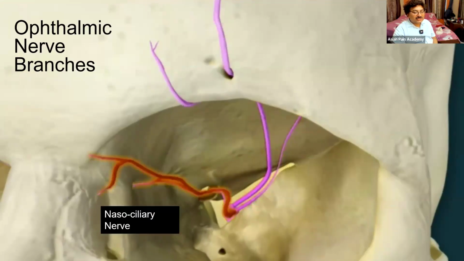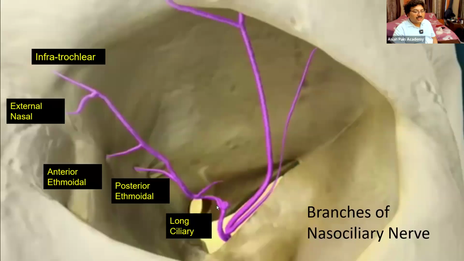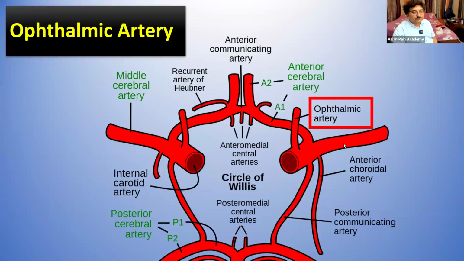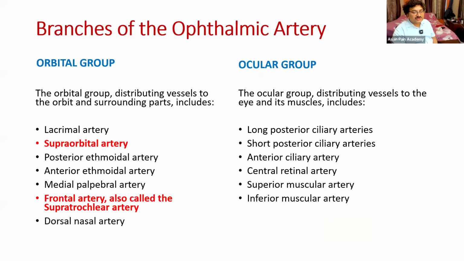And the third division is the nasociliary nerve, which is again divided into, here you can see, the long ciliary nerve, posterior ethmoidal, anterior ethmoidal, external nasal, and the infratrochlear nerve. So these are the branches of this nerve that go around the orbit. Now it is accompanied by the associated artery. I am not going into the divisions of this artery because it is not that required.